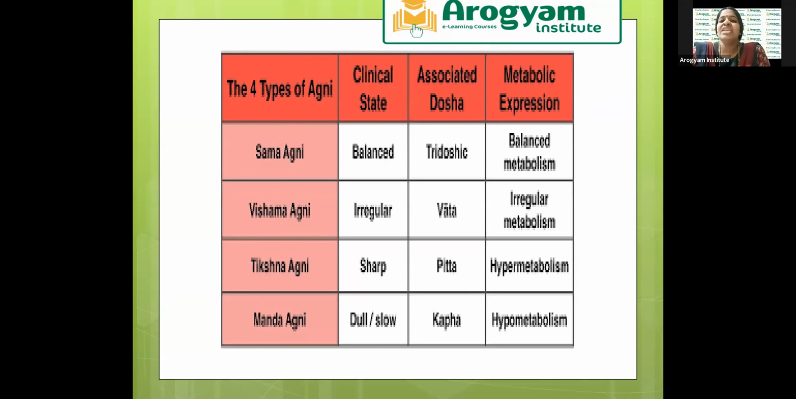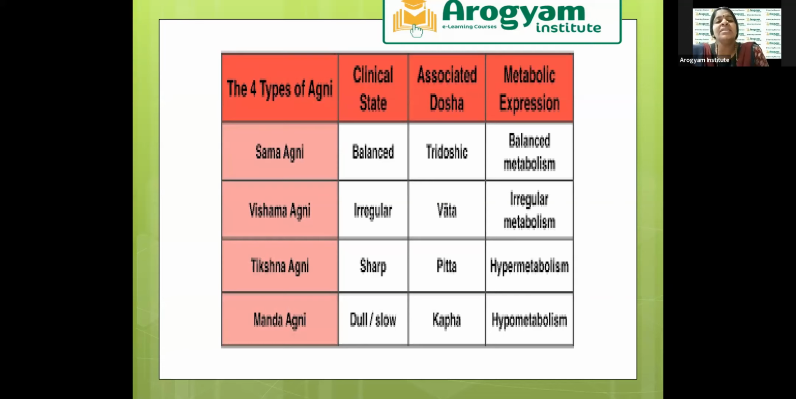They will have a very sharp agni, strong and sharp. Then pitta dosha is associated with this Tikshnagni. Remember? Then metabolic expression is hypermetabolism. So Tikshnagni represents hypermetabolism. That means very fast. Anything that is taken is very fast digested.